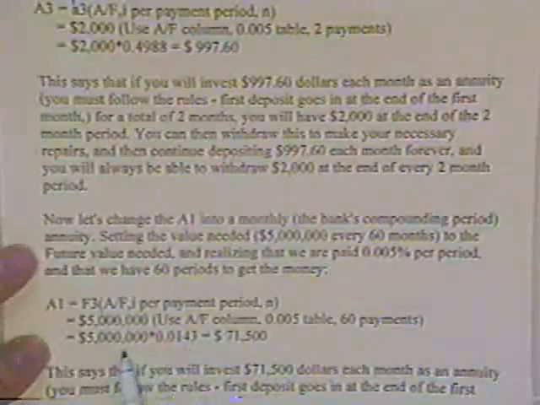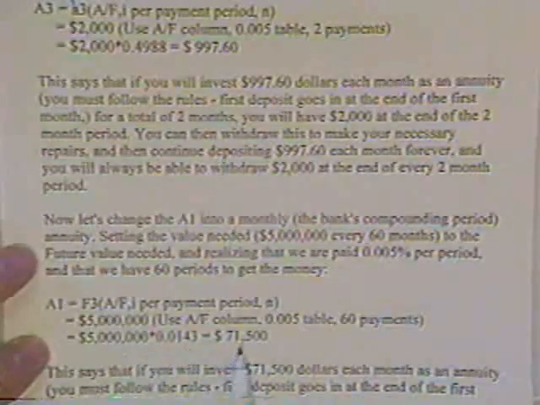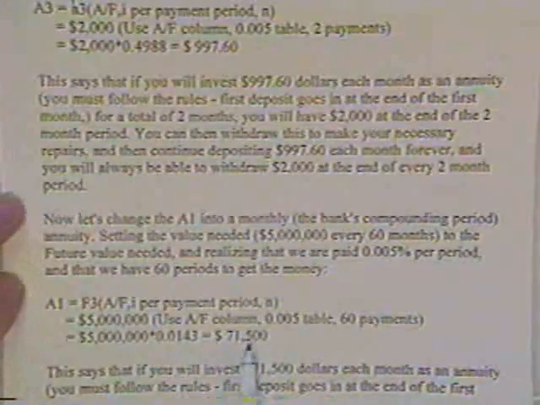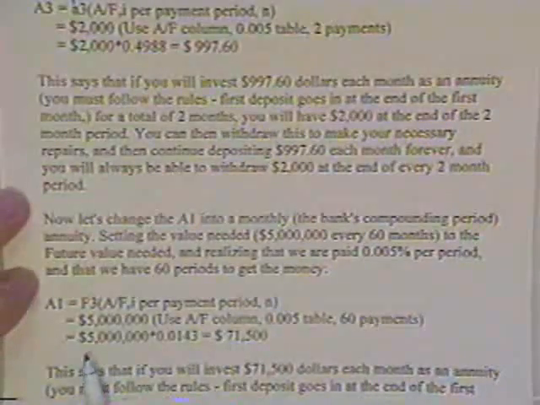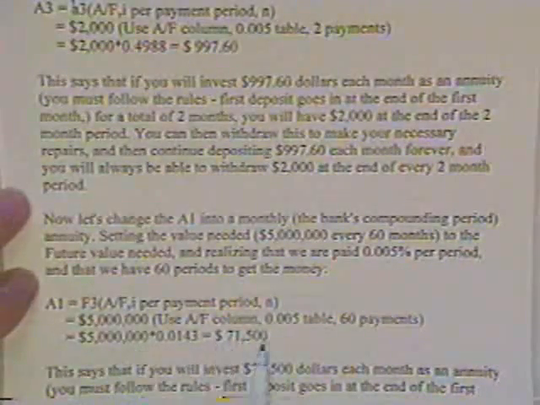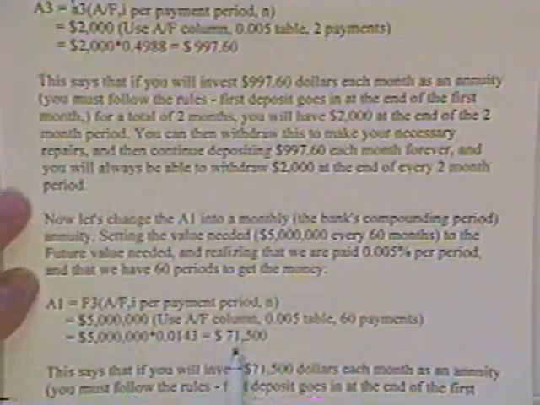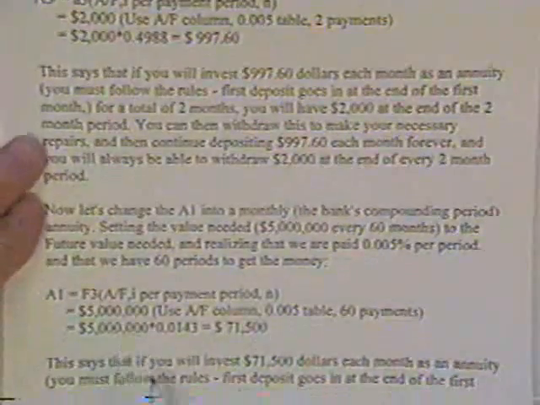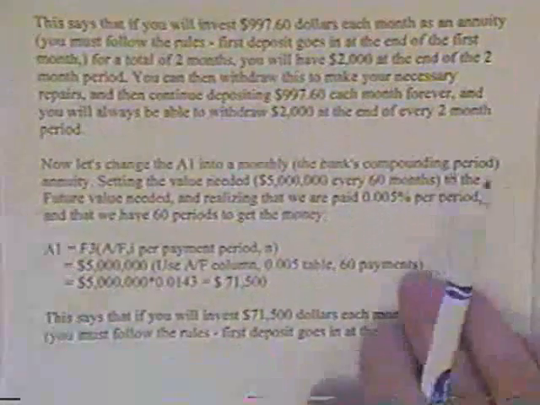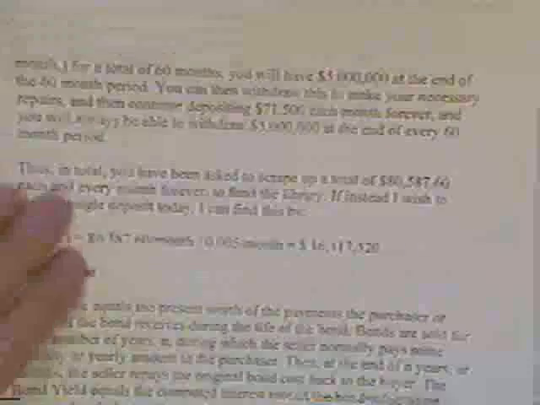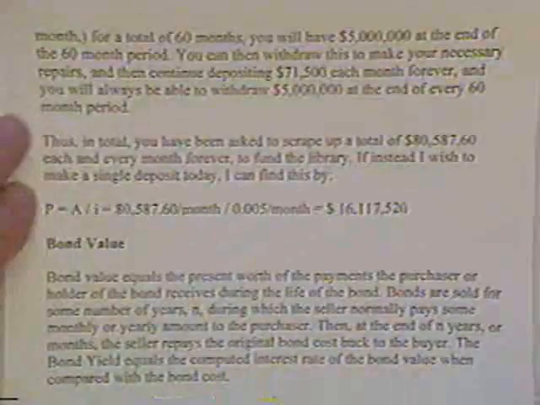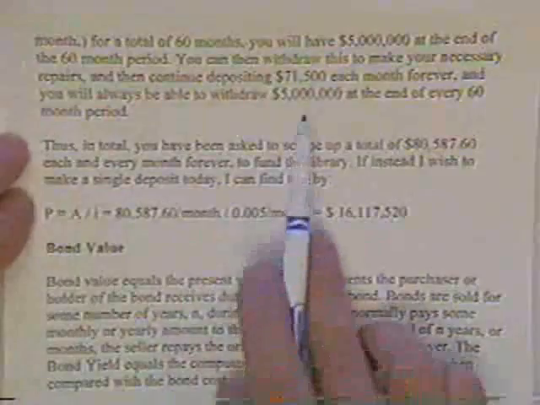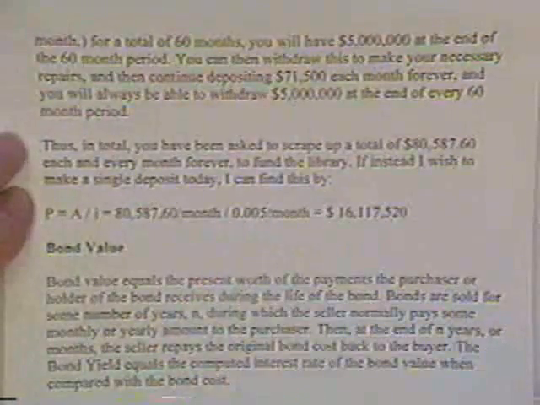And therefore, in order to get $5 million, you've got to invest $71,500 every month, forever. At the end of 60 months, you'll be able to take out exactly what's in the bank, $5 million, but your next payment of $71,500 will be a good start on funding the next $5 million, forever and forever and forever. All right. Now then, therefore, what you have to do is give the bank $71,500 each month.